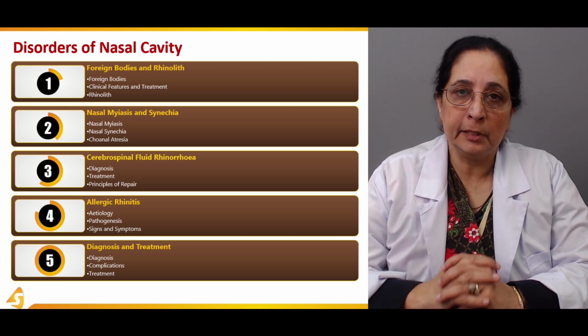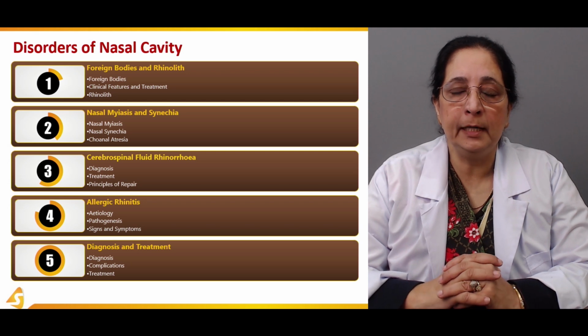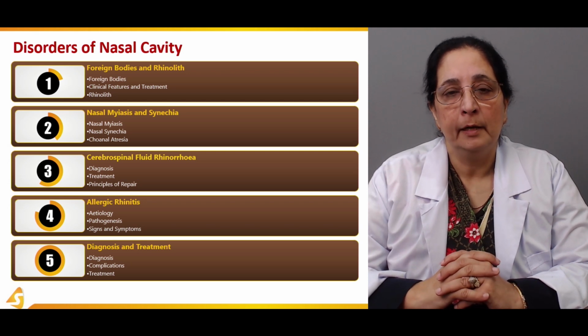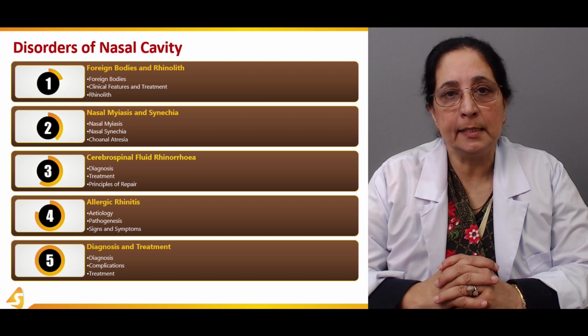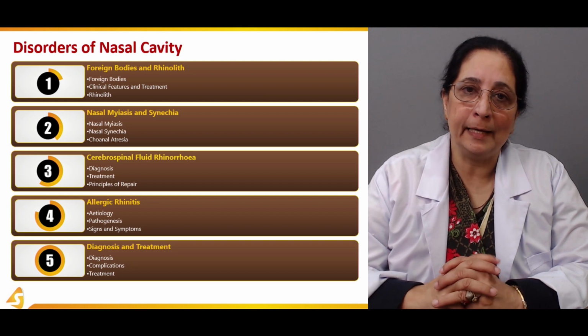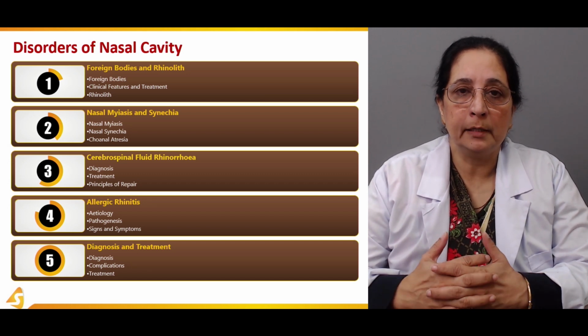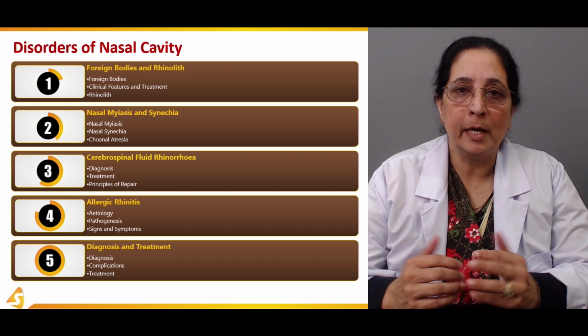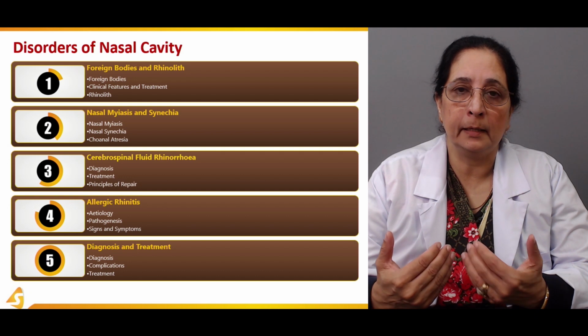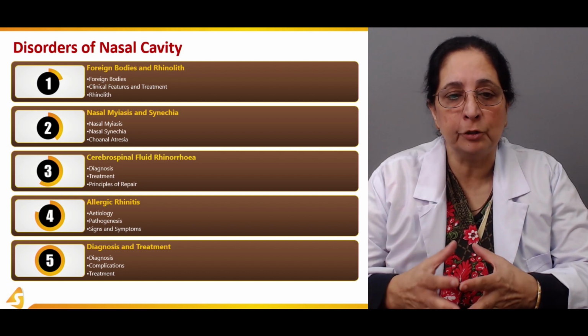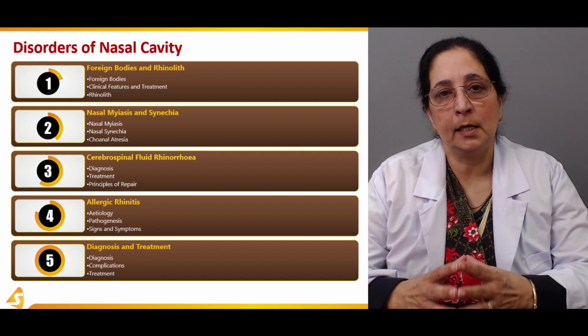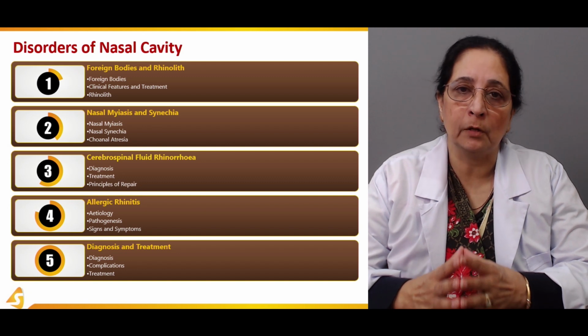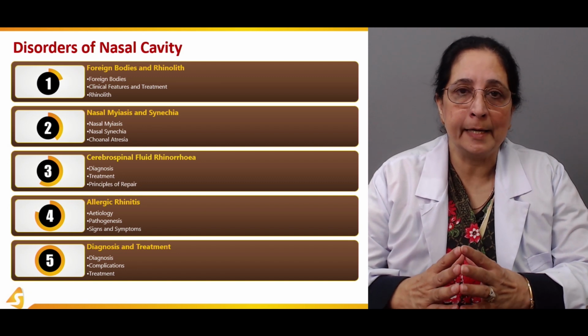Then in the fourth section, we will talk about a very important term related to the nasal cavity, allergic rhinitis, and what are the causes of allergic rhinitis, how it develops, how it is produced, what's the pathogenesis, and what are the signs and symptoms of allergic rhinitis.